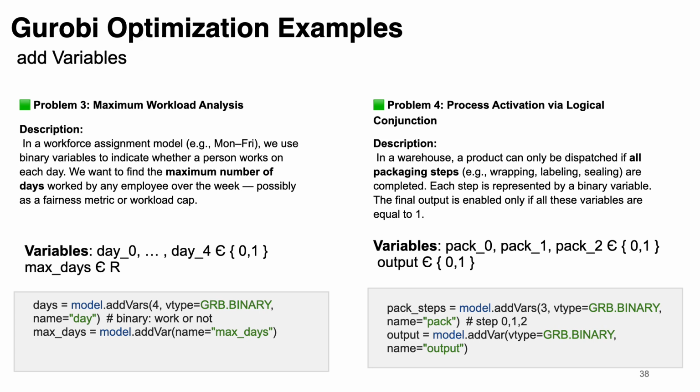Moving to the next 2 problems. For problem 3, maximum workload analysis, we use addVars to create a schedule array: days equals model.addVars(4) with vtype equals GRB.BINARY. We also add a continuous variable, max_days equals model.addVar, which will eventually hold our calculated maximum. For problem 4, process activation via logical conjunction, we need a variable for each packaging step. We create an array, pack_steps equals model.addVars(3), setting the type to binary. We then define the final output state, output equals model.addVar, also set as a binary variable.